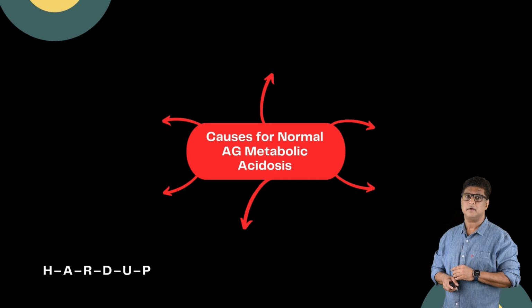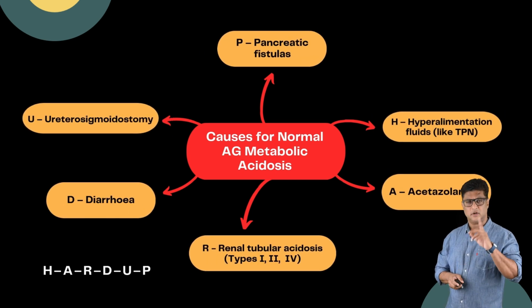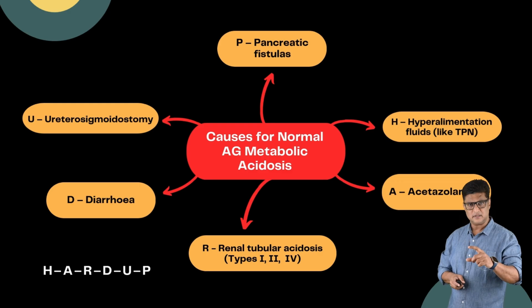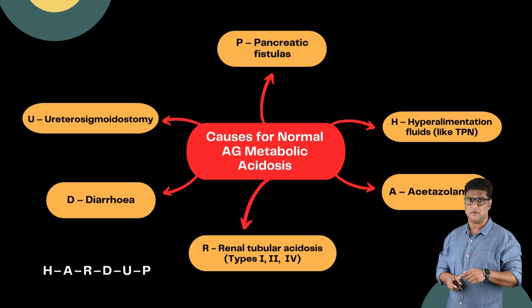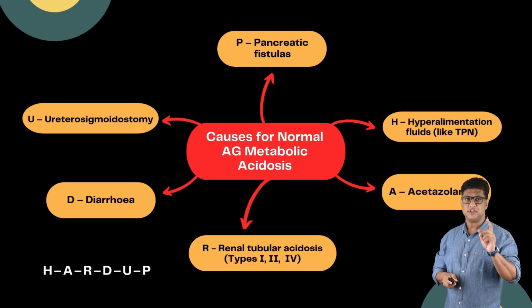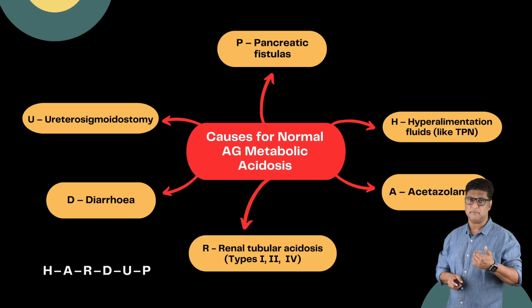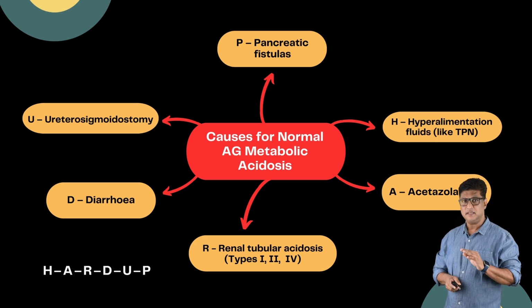For a normal anion gap metabolic acidosis, meaning your arterial blood gas has acidosis but the anion gap that is calculated is normal, we remember these using a mnemonic called HARDUP. Now H stands for hyperalimentation, that is fluids, example total parenteral nutrition, and hyperchloremic acidosis. A for acetazolamide, R for renal tubular acidosis 1, 2 and 4, D is for diarrhea, U is for ureterosigmoidostomies, P is for pancreatic fistulas. So these are the normal anion gap causes.